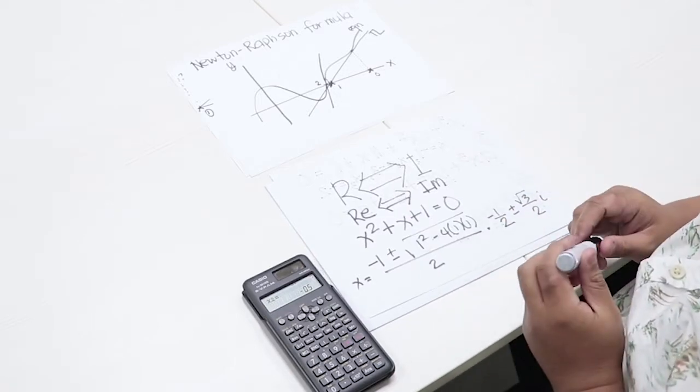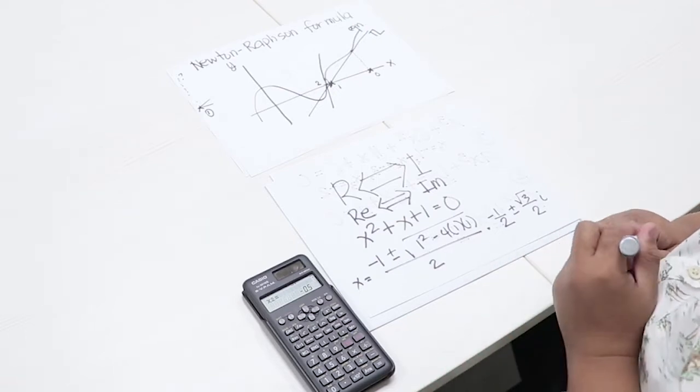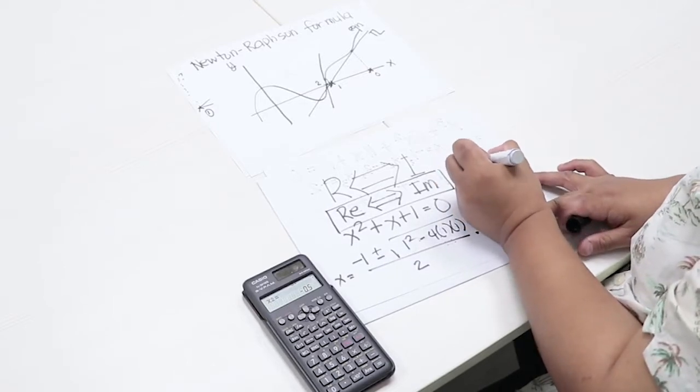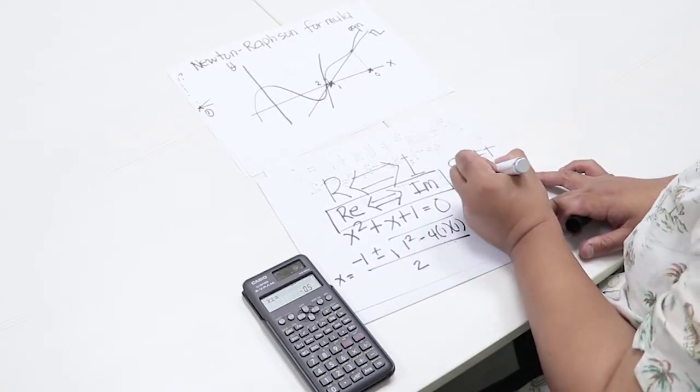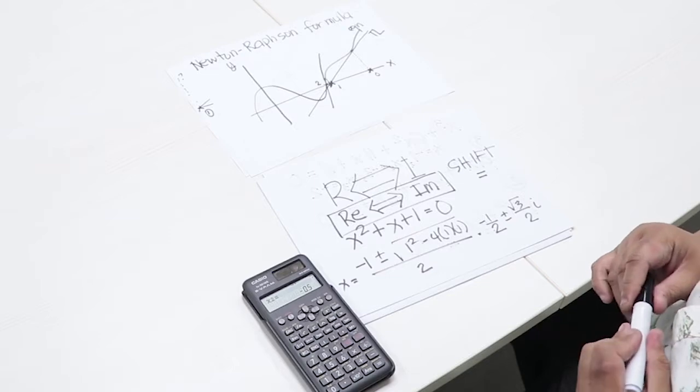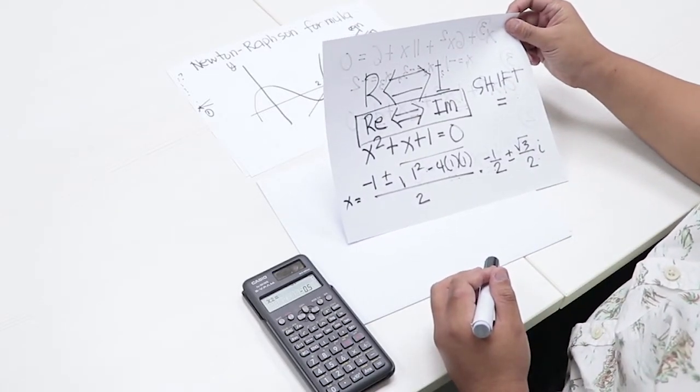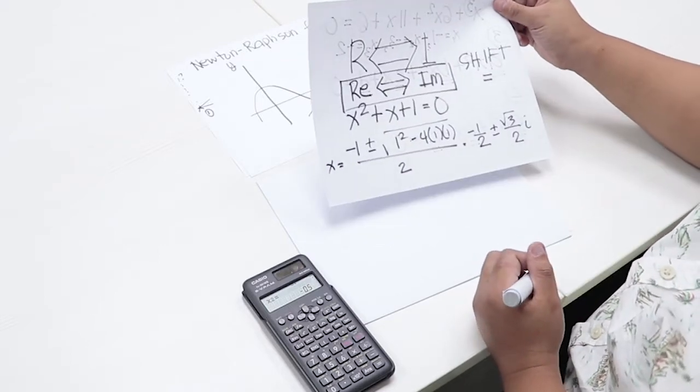So to shift from the real part to the imaginary part, always remember shift equals. That's what you should remember. Shift equals. So that's it. So that's it for solving our single variable equations.